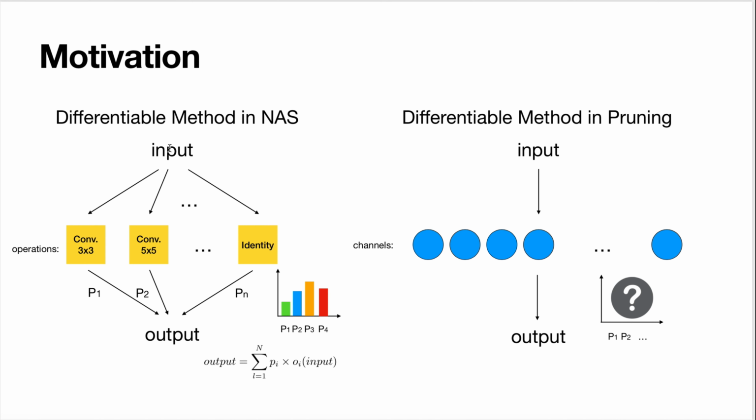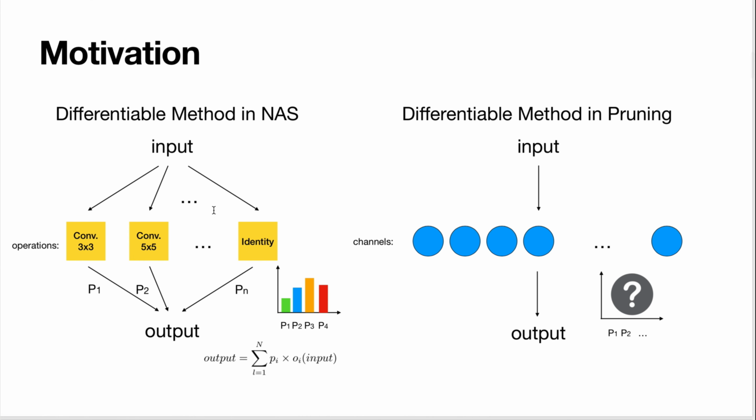A differentiable method was proposed to solve these kinds of problems. For example, in the left figure, a layer has several candidate operations. Each operation has its corresponding probability. These probabilities are usually a categorical distribution. In the forward phase, the output is the sum of the products of all the outputs of the operations with their probabilities. Finally, one operation is chosen among all the candidates by using the argmax operation.